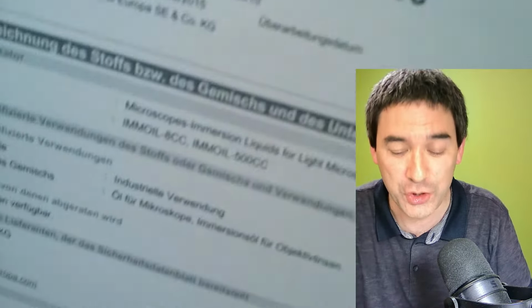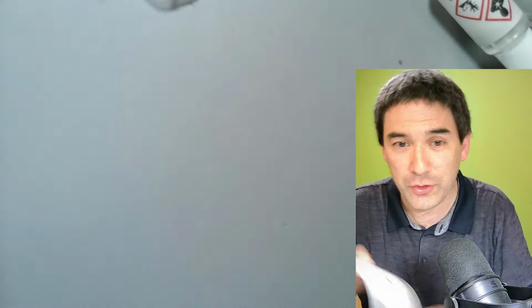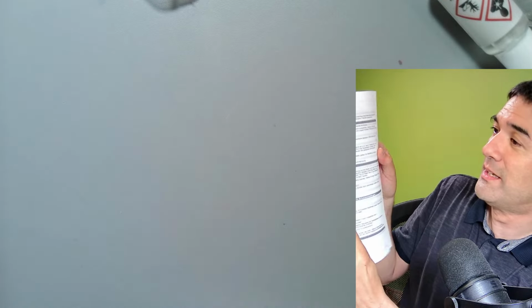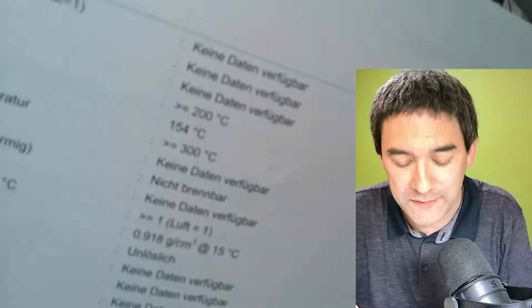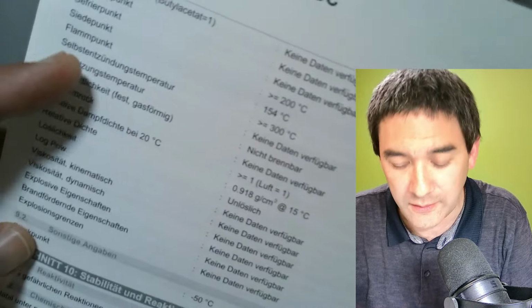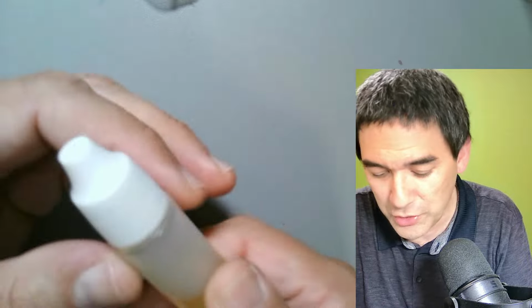It's a safety data sheet. It's 1 page, maybe you can see it here, 1 page, 2 pages, 3 pages, 4, 5, 6, 7 pages. So that's a safety data sheet with all of the technical details of the oil: the density, the boiling point, everything is properly documented here, right? So that's actually something nice. And then sometimes when you buy stuff, you don't even know what you're getting.